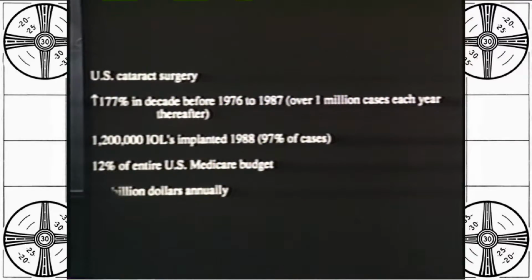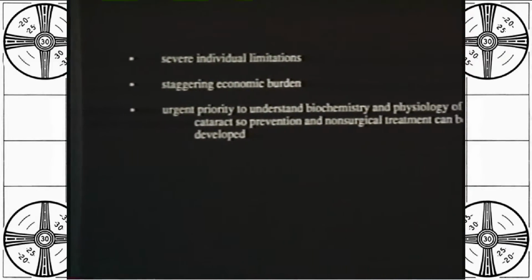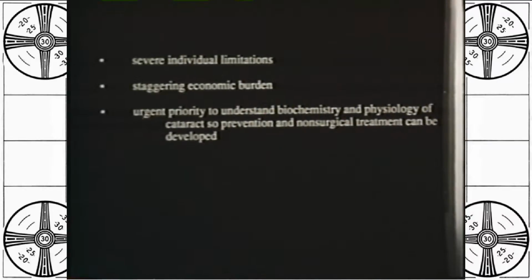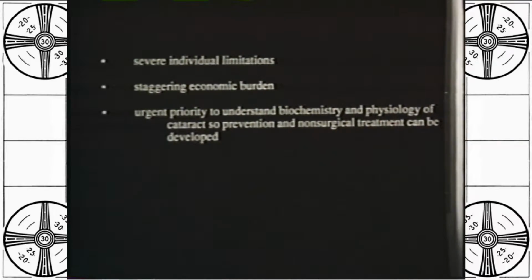12% of the entire U.S. Medicare budget is spent on cataract surgery. And you can't see this number well down here, but it's $9.9 billion annually. So, a very significant problem. But as you can imagine, cataract causes severe individual limitations and a staggering economic burden, and that makes us realize this. And I want to spend a fair amount of time talking about this today.